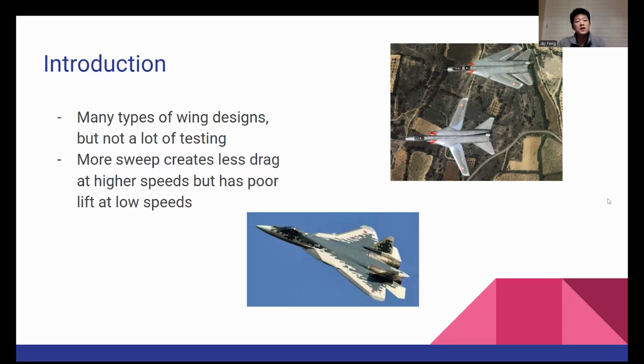So I started by looking at many types of wing designs, and although there's prototypes of many designs, I noticed that there's not a lot of testing.